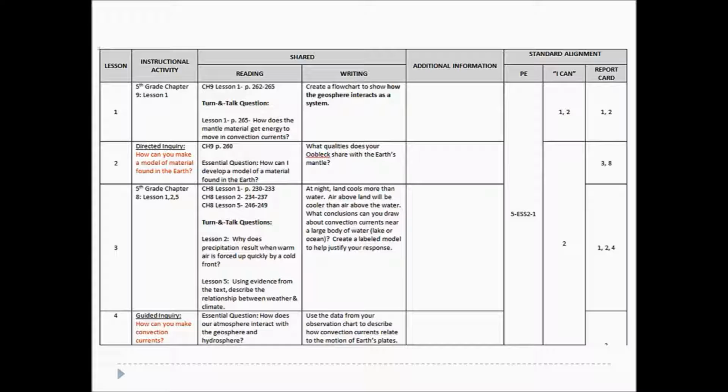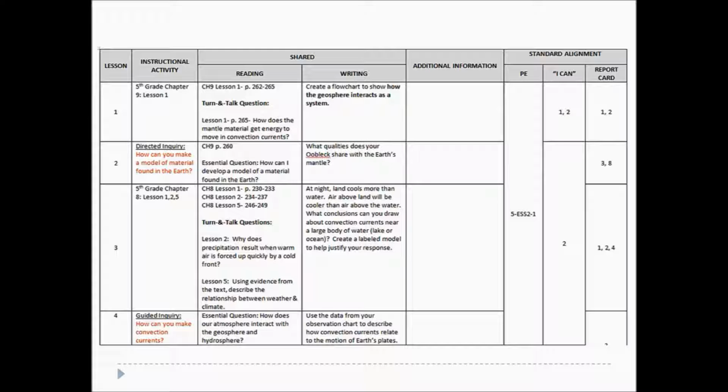In Lessons 1 and 2, students were introduced to convection currents and their influence within the geosphere. Lesson 3 continues to allow students to investigate how convection currents work, but shifts the focus away from the geosphere to the hydrosphere and atmosphere.